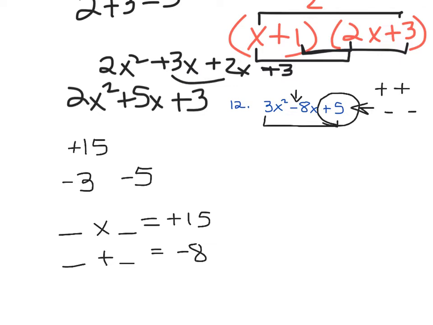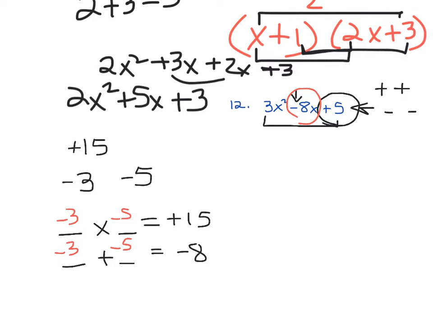So when that last term is positive, that should be a big red flag saying, wait a minute, my signs need to be the same. And then in this case, whatever's in the middle is your clue, and that's what both signs are going to be. So -3, -5 gives me positive 15, and then when I add them, I get -8.